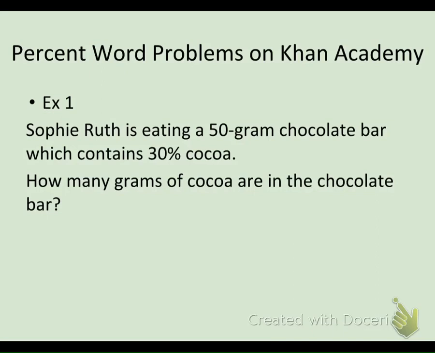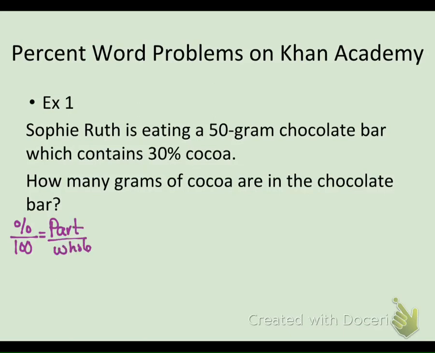So it says, Sophie Ruth is eating a 50-gram chocolate bar, which contains 30% of cocoa. How many grams of cocoa are in the chocolate bar? So, I'm going to write out my proportion that we're going to use, which is percent over 100 equals part over whole.